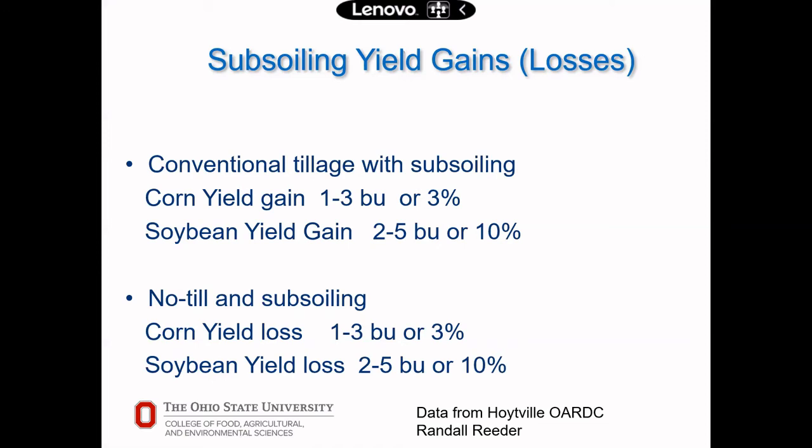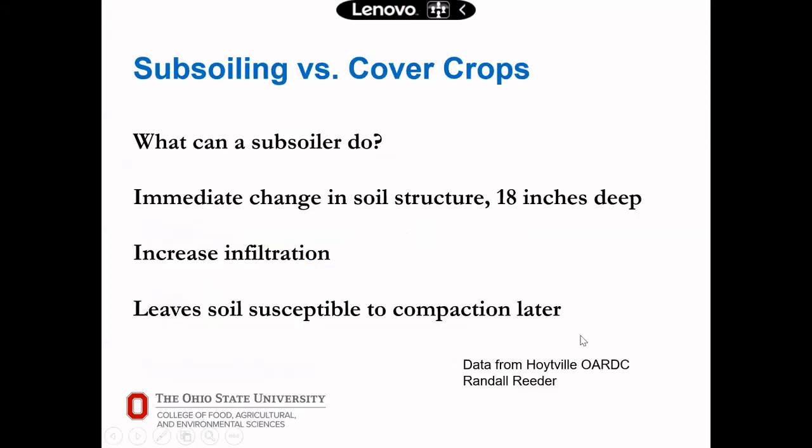And really, does a subsoiler give us organic matter? No, it burns organic matter. It's a little slower, but adding a cover crop can do the same thing, and it adds organic matter to the soil. So what does subsoiling do versus a cover crop? It gives us an immediate change in soil structure, 18 inches deep. That's probably about as deep as you're going to go. It will increase infiltration short term, but it leaves that soil susceptible to compaction and to erosion later. And it's also going to burn up your organic matter.